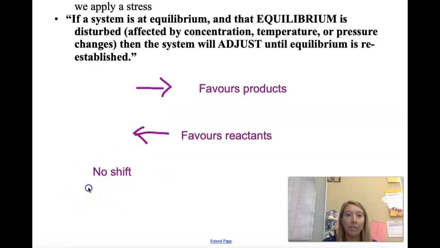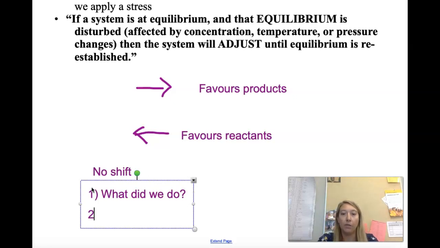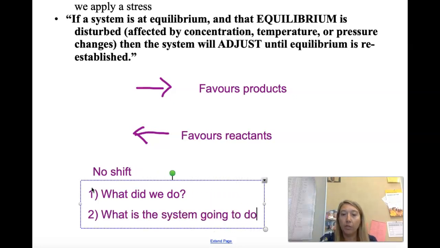I generally tell you guys that there are 3 thought processes you want to go through. The first thing you always want to think about is, what did we do to the system? What did we change? How did we change it? Did we increase it? Did we decrease it? The second thing we want to think about is, what is the system going to do? And it's going to do whatever the opposite is of what we did.